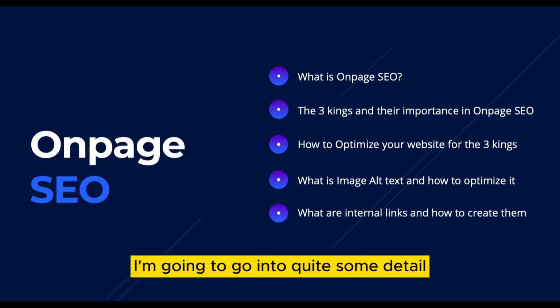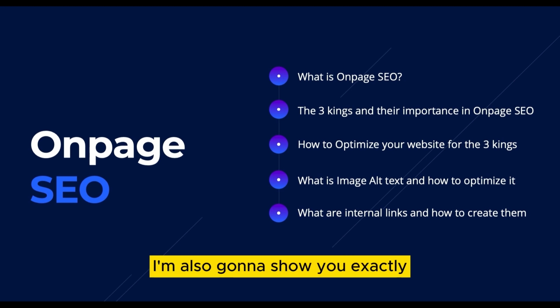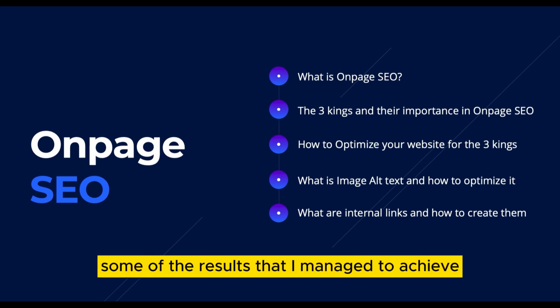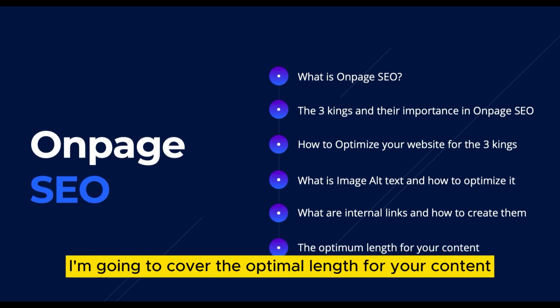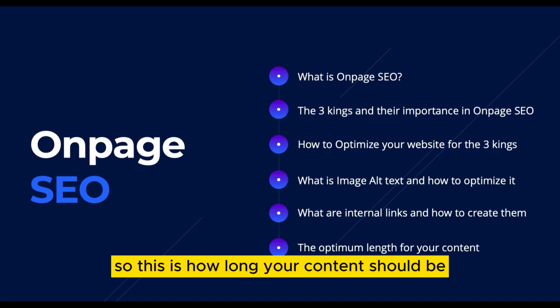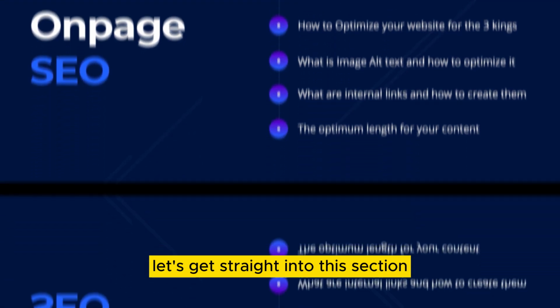I'm going to cover image alt text and show you exactly how you can optimize it. I'm going to go into quite some detail on internal links and show you exactly how you can create internal links. I'm also going to show you some of the results that I've managed to achieve on my website from using internal links. And lastly, I'm going to cover the optimum length for your content. So this is how long your content should be if you're looking to rank on page 1. So let's not waste any time. Let's get straight into this section.